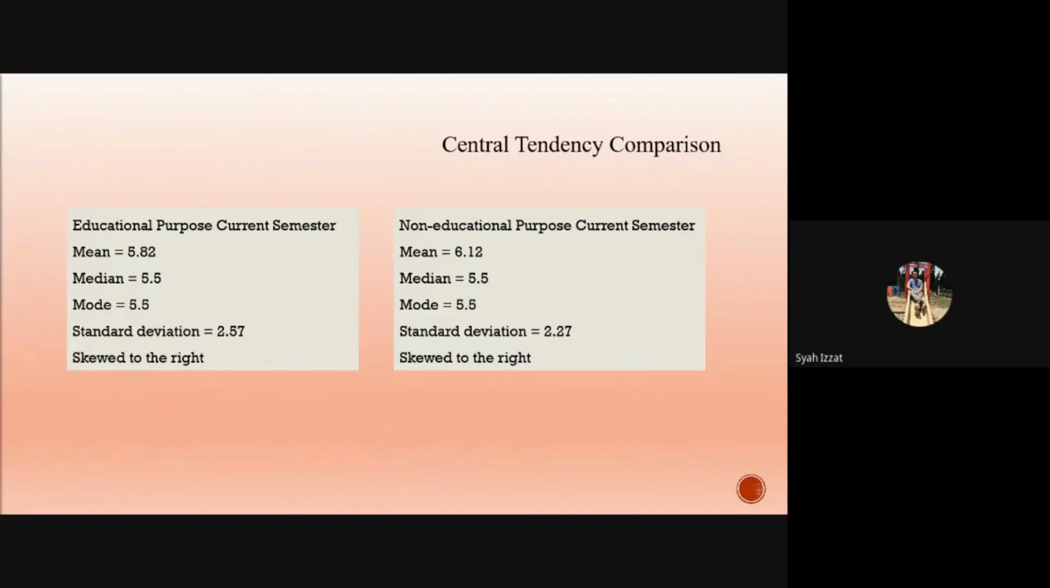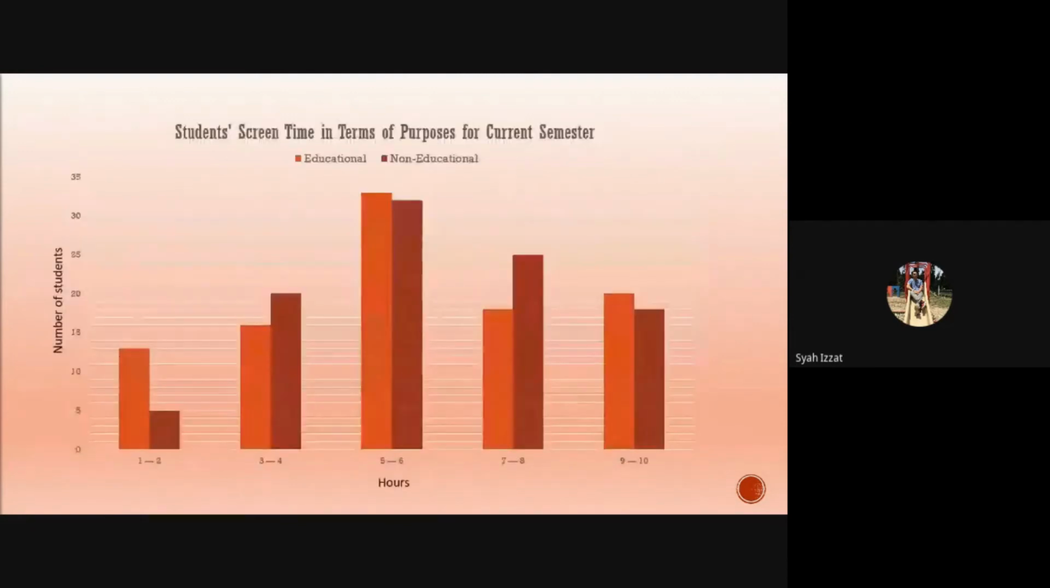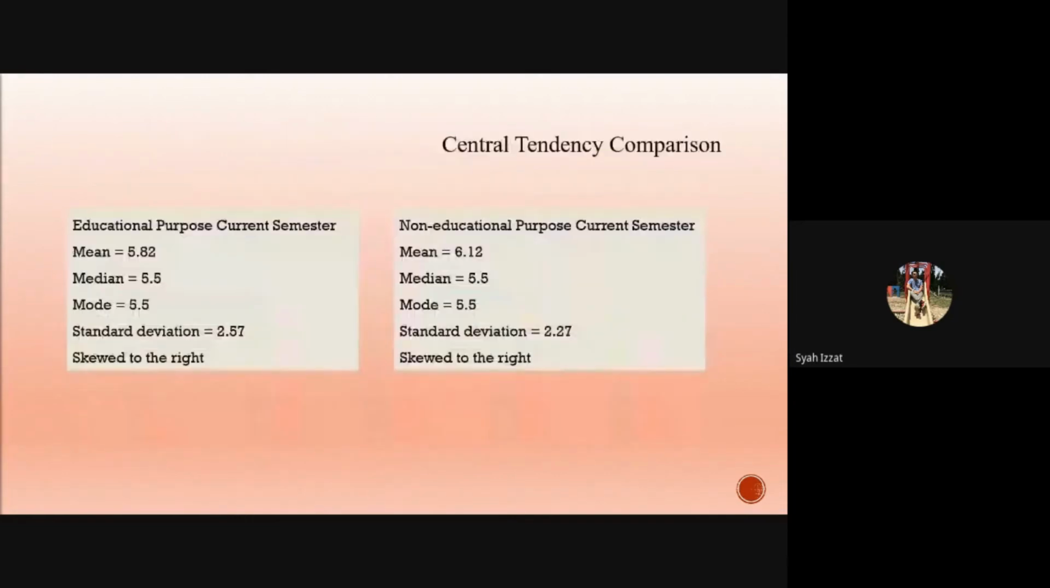So for this semester, the students use their smartphones more for educational purpose, and that's why the graph is skewed to the right. And the next one is non-educational purpose for the current semester. So the mean is 6.12, the median is 5.5, the mode is 5.5, and the standard deviation is 2.27.